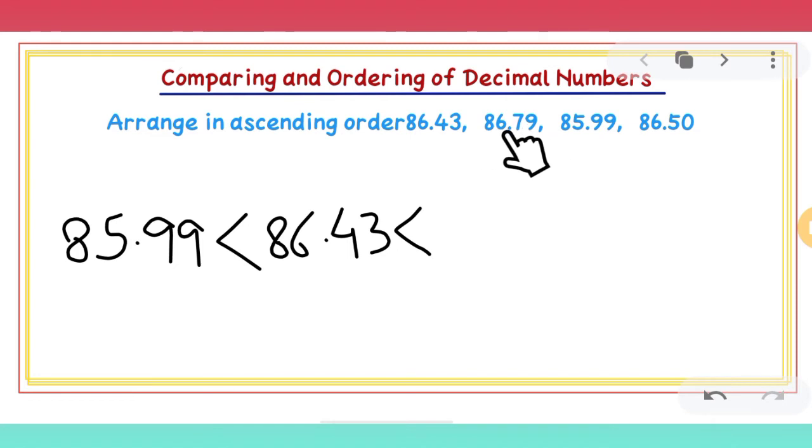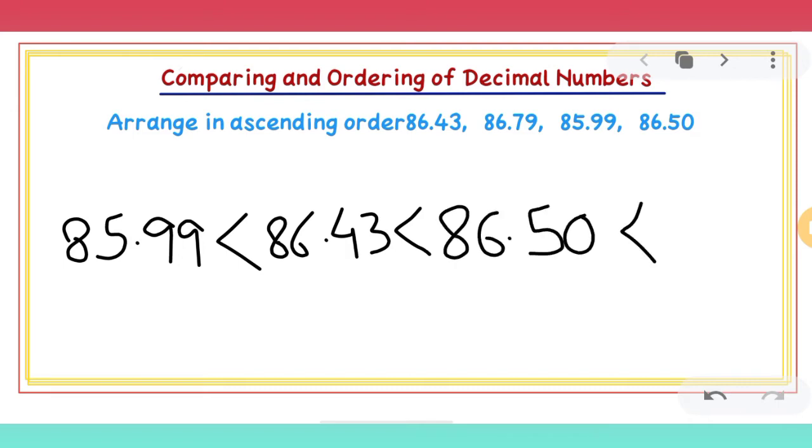Similarly, of the remaining two, 0.7 and 0.5, the smallest is 0.5. So the next number will be 86.50 and the last will be 86.79. So in this way we can compare and order our decimal numbers in ascending order, and in the same way we can do it for the descending order.